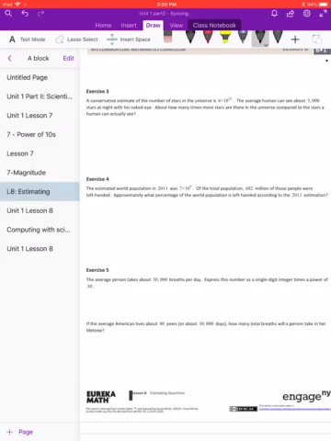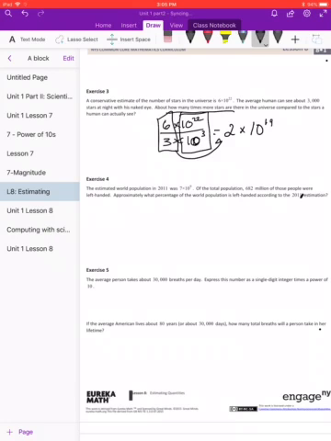And now I have a conservative estimate of the number of stars in the universe. Stars in the universe, I love looking up at stars, is 6 times 10 to the 22nd power. That's a huge number. The average human can see about 3,000 stars. I'm going to write that in scientific notation: 3 times 10 to the 3rd power. About how many times more stars are there in the universe compared to the stars in the human eye? I'm going to divide. 6 divided by 3 is 2. 10 to the 22nd divided by 10 to the 3rd is 10 to the 19th. So there's about this many more stars in the universe than we can see on an average night. That's a lot more stars.